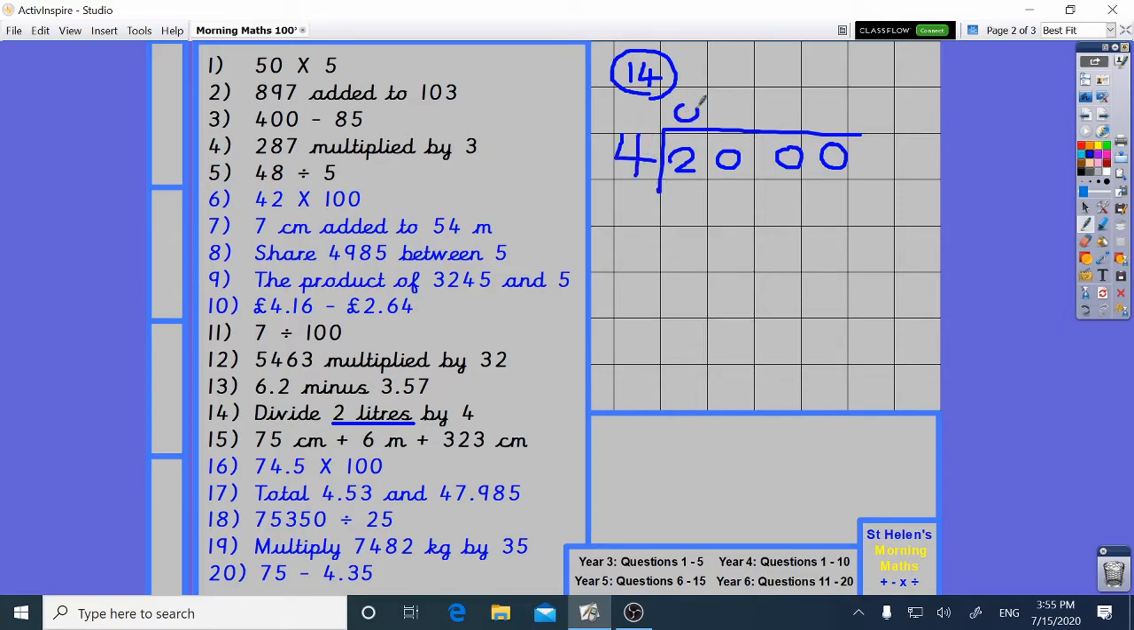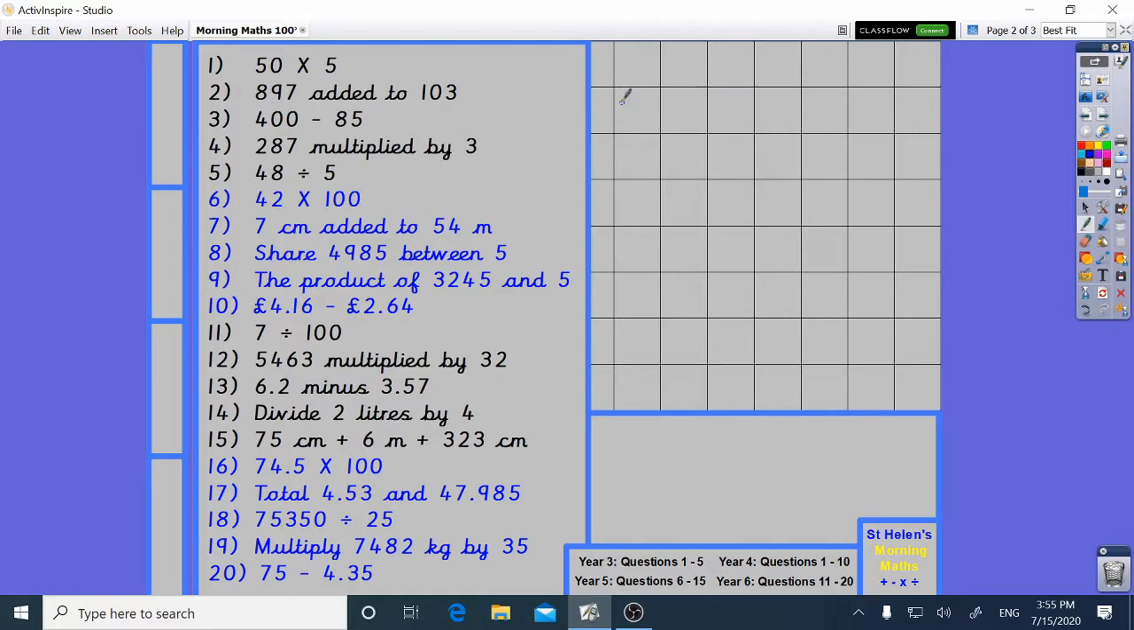4 doesn't fit into 2, carry the 2. It does fit into 20. 4, 8, 12, 16, 20 is 5. Doesn't fit into 0, doesn't fit into 0. 500 millilitres. I changed it into millilitres. I give my answer as 500 millilitres. If you did do it in litres, that turns out to be half a litre, 0.5 litres. 500 millilitres or 0.5 litres.